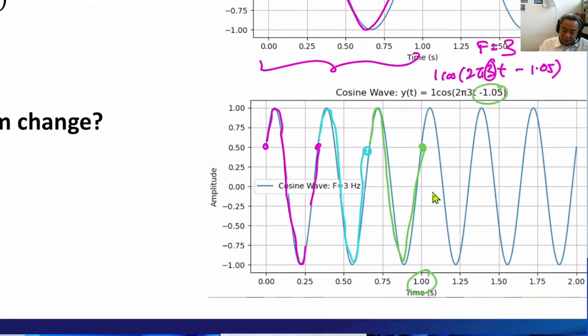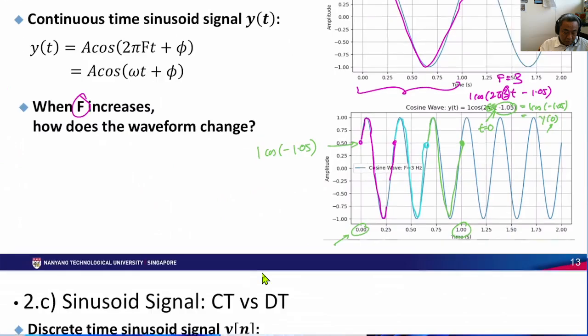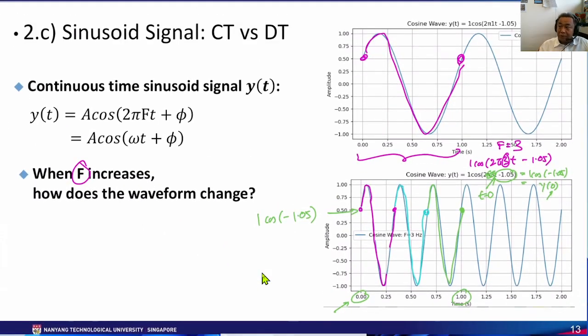Alright, what about this phase shift? To understand this, all we need to do is to substitute t equals 0 here. At time equals 0, this term is removed, so it is 1 cosine of minus 1.05. And you will realize that this value is y at time equals 0. And when time equals 0, it is here at the bottom. And then this value here is exactly 1 cosine of minus 1.05. Okay, so this is what we are trying to explain for continuous time.